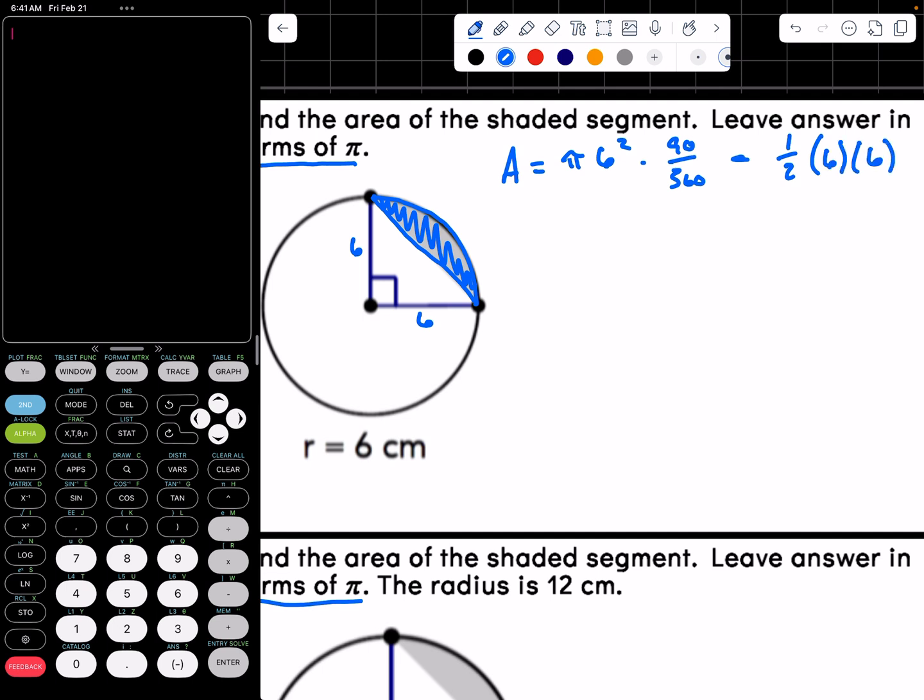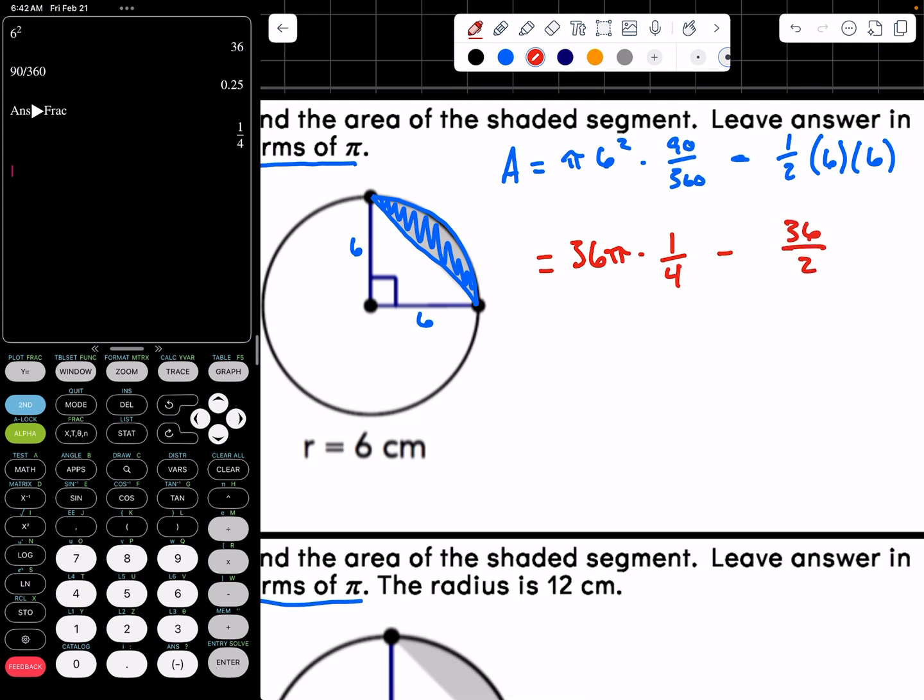So we've got a lot of things that we can work down. This is the general formula, and we're just going to work piece by piece all the way down through it. So we've got 6 squared, which is 36. So we've got 36 pi times, and as we know, 90 divided by 360, which we're going to use over and over again, is 1/4. And we're going to subtract from that 6 times 6, which is 36, divided by 2.